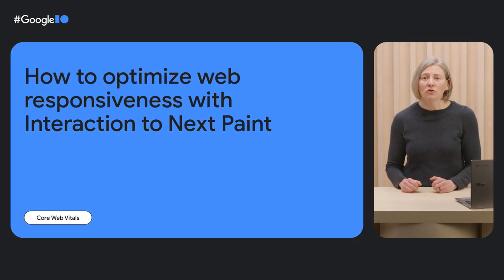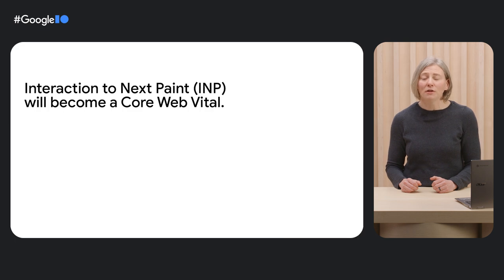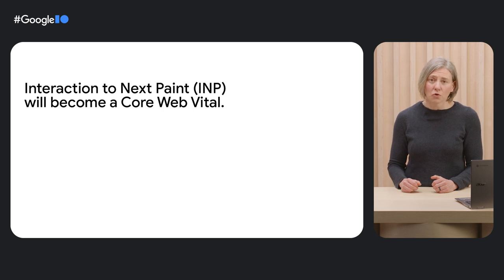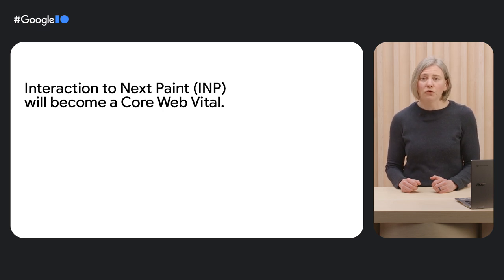Our team focuses on the Core Web Vitals metrics. And today, we want to talk to you about interaction to next paint. As you heard in the keynote, interaction to next paint, or INP for short, is set to replace first input delay as a Core Web Vital.